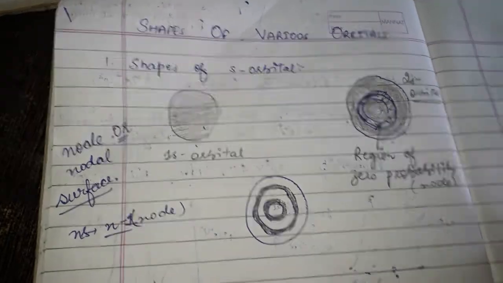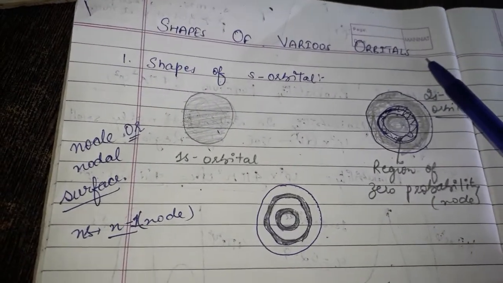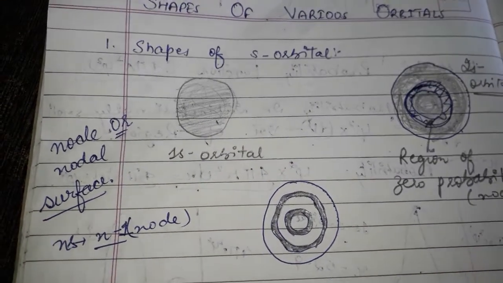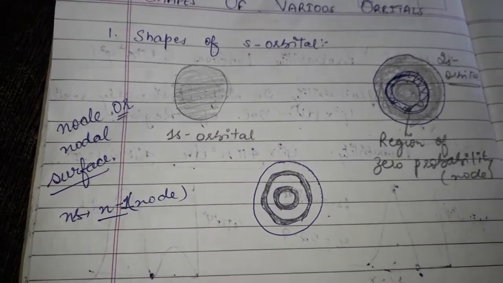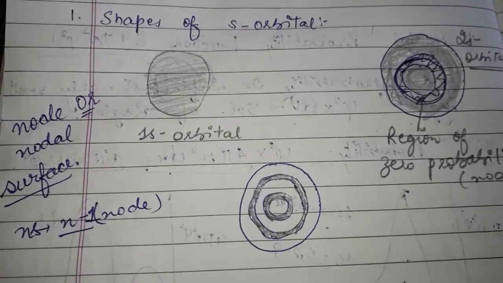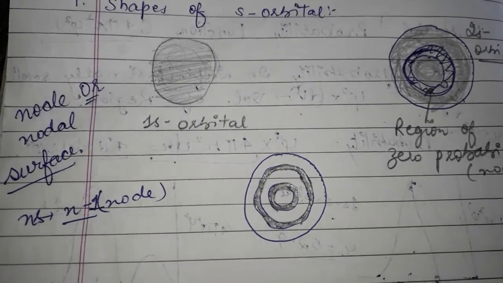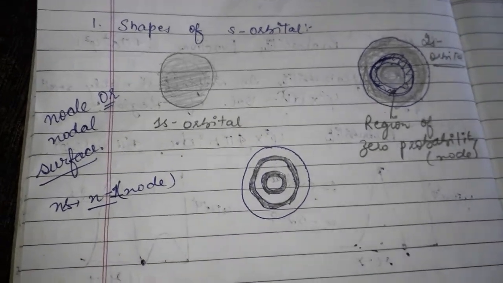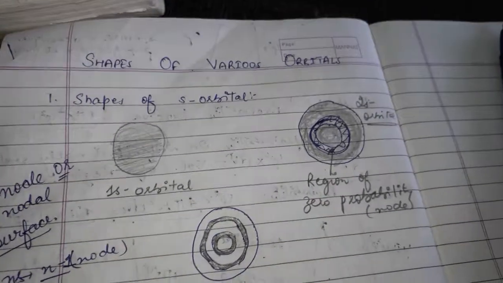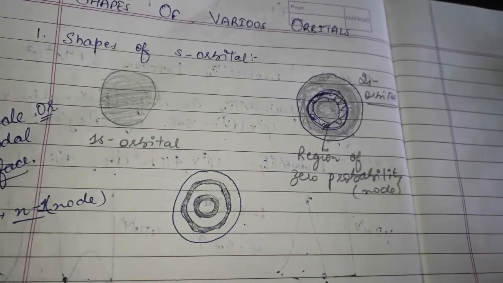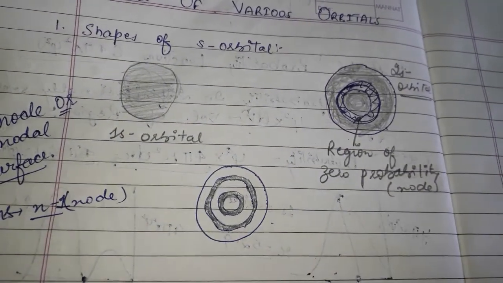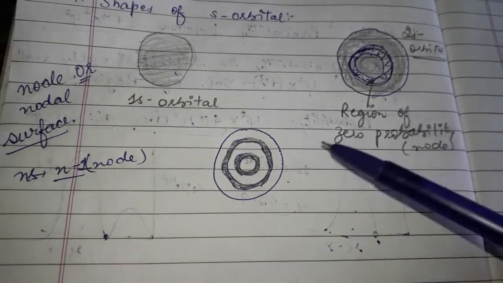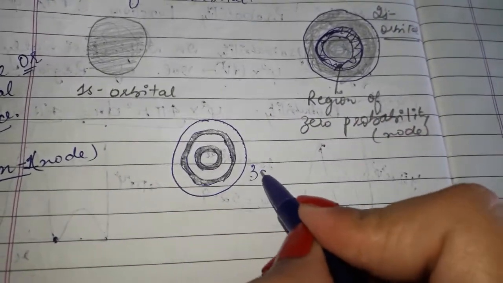In this video, we are going to cover the shapes of various orbitals. The shape of s orbitals is spherical and non-directional in nature. S orbitals are spherically symmetrical. This means in s orbitals, the probability of finding the electron is the same in all directions and at a particular distance from the nucleus. 1s orbital is shown here, 2s orbital is shown here, and 3s orbital is shown here.